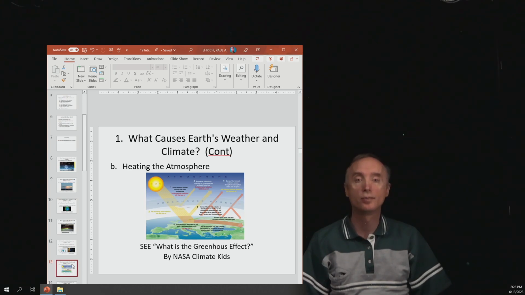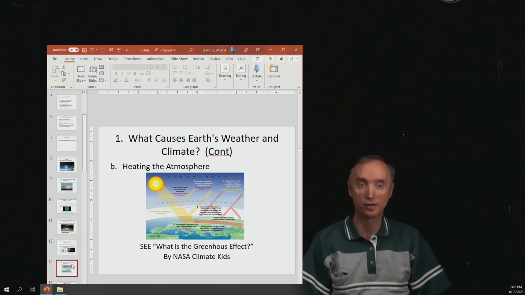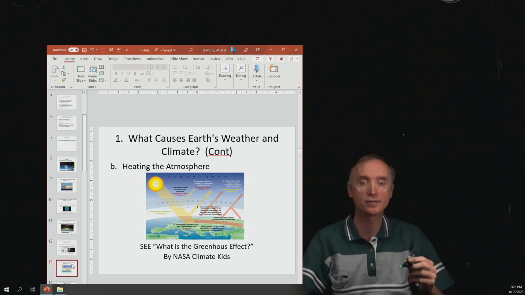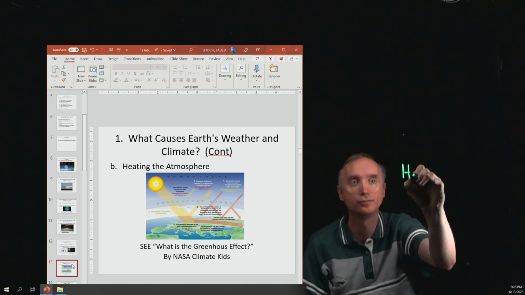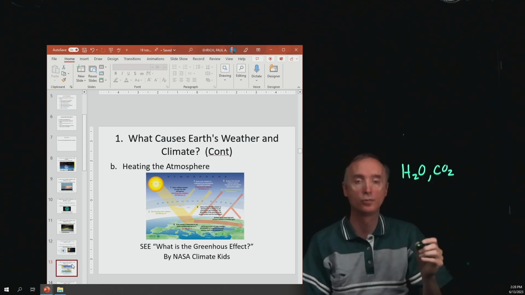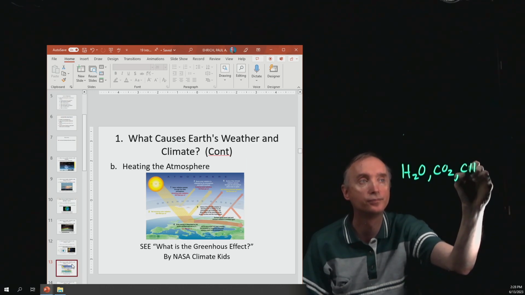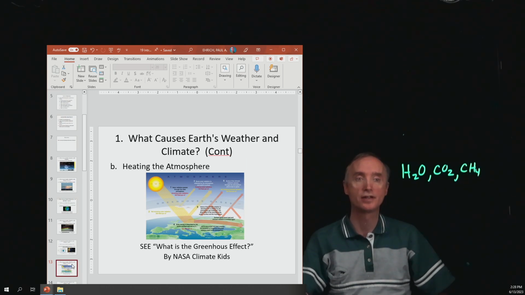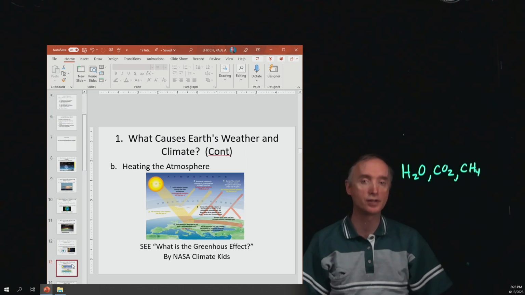Now we want to talk about how the atmosphere actually produces the weather, which is going to cause geomorphism, the carving up of the surface of the earth. So the first thing we need to understand is the greenhouse effect. There are certain gases such as water and carbon dioxide, and other ones such as methane, CH4. So those are three greenhouse gases.